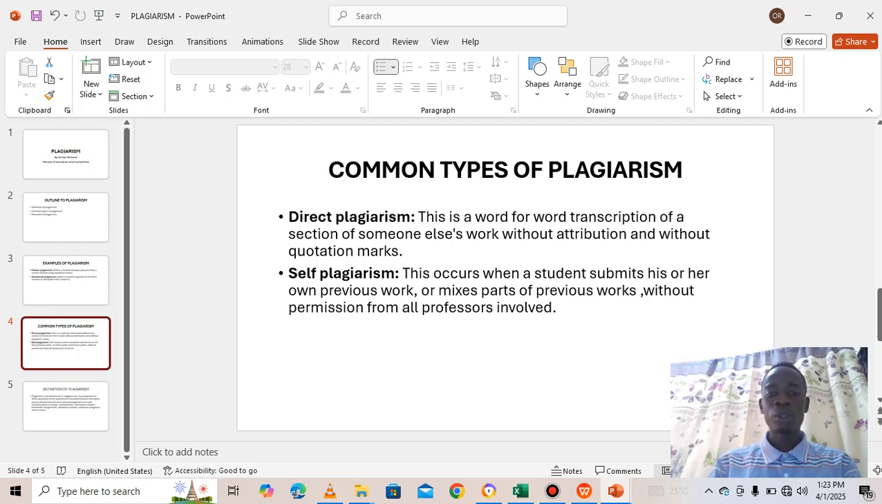Then also we have what we call self-plagiarism. This occurs when a student submits his or her previous work, or mixes part of previous work, without permission from all professors involved. You'll find the same piece of work the student has submitted is resubmitted. This is what we call self-plagiarism.